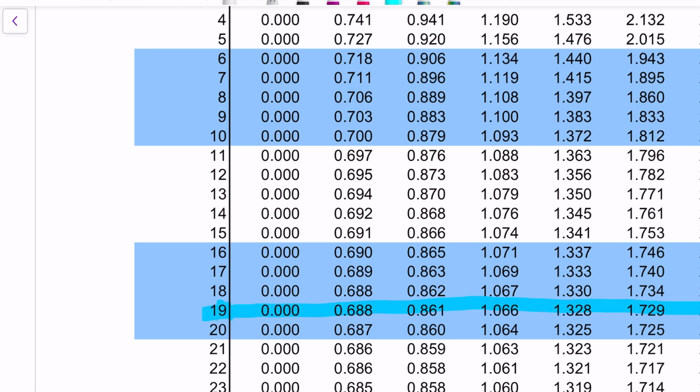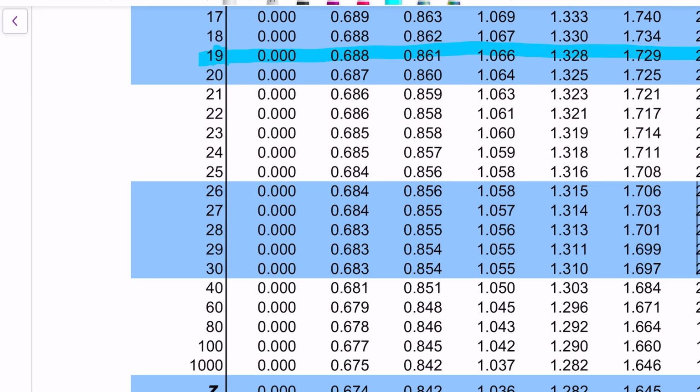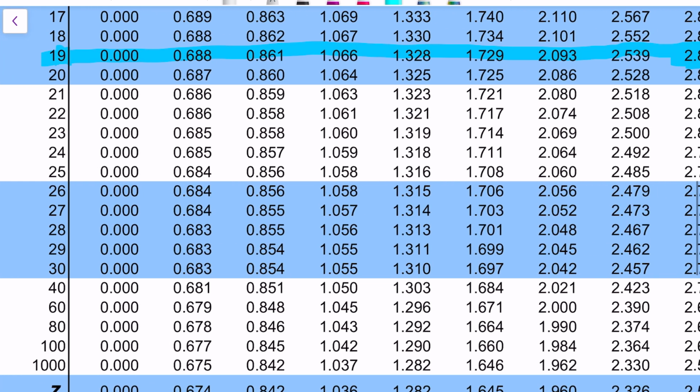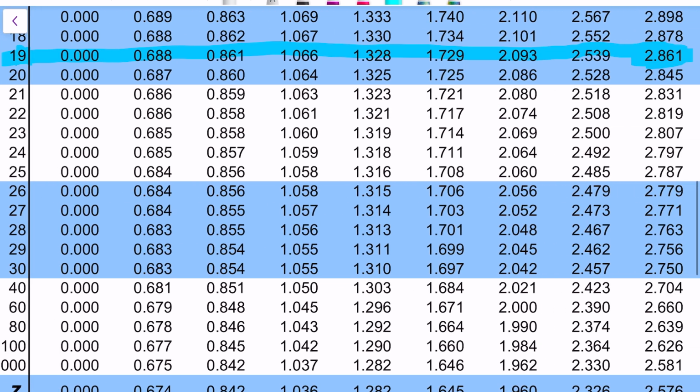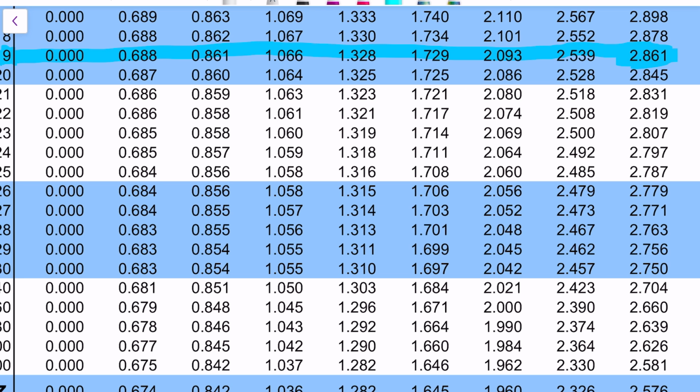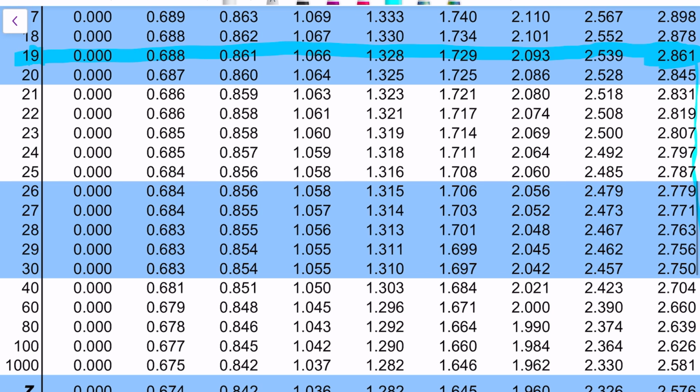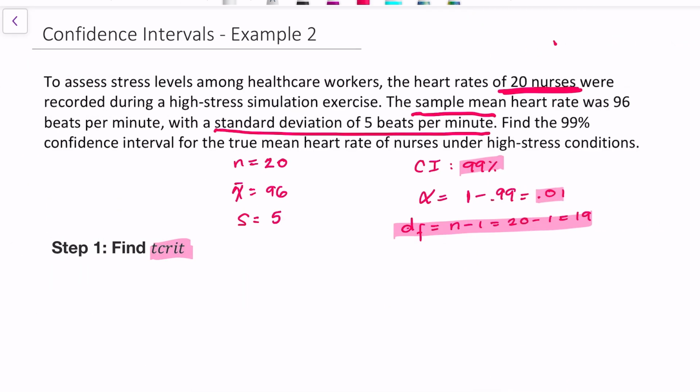Or we could go to the bottom if you're using the free table. The confidence level was 99. And then we would go up to the degrees of freedom, which was 19. There you go. So our T critical is going to be 2.861. So this is going to be plus or minus.